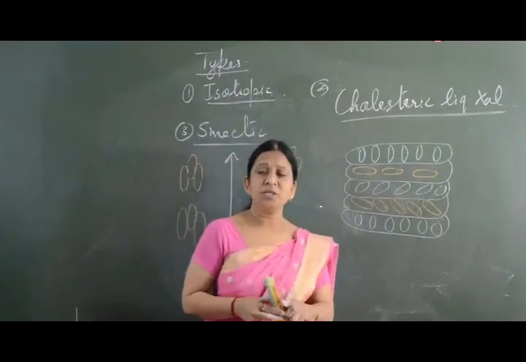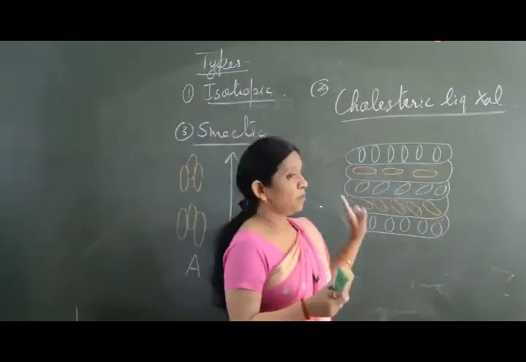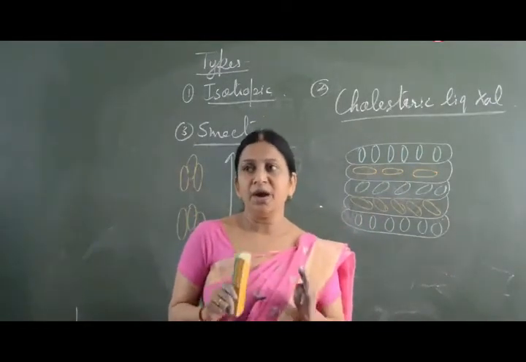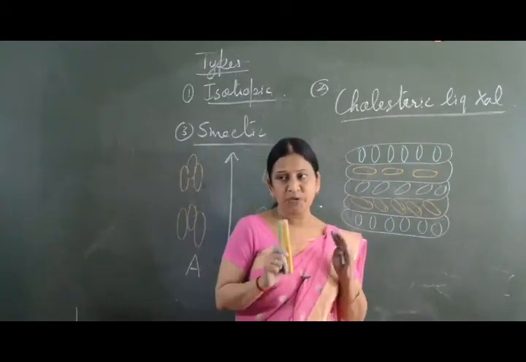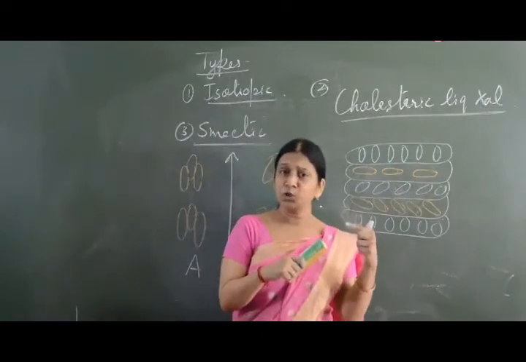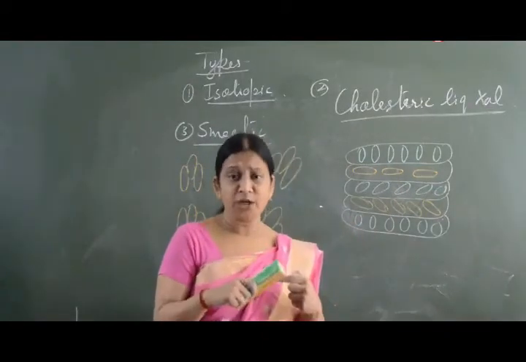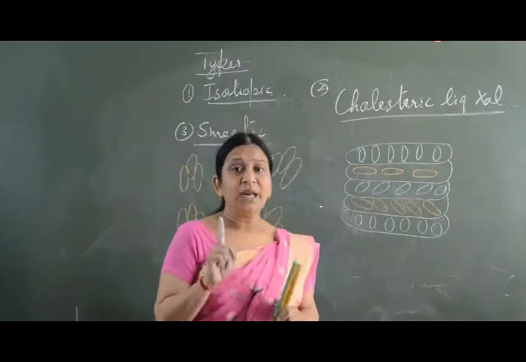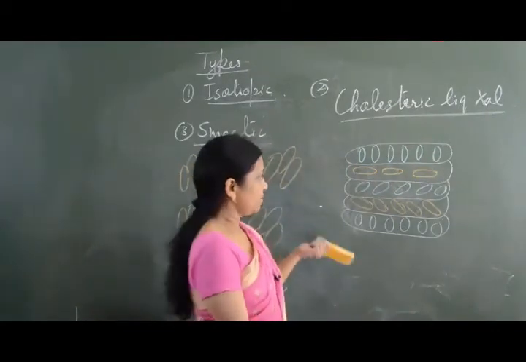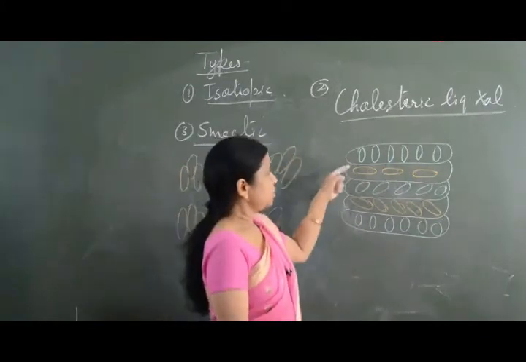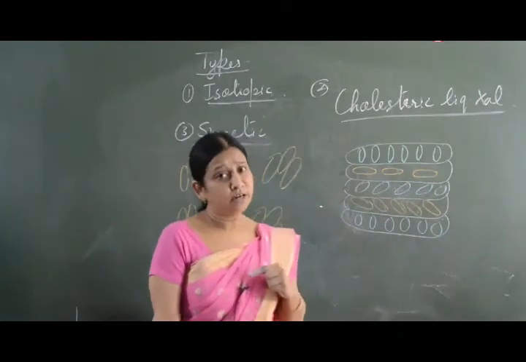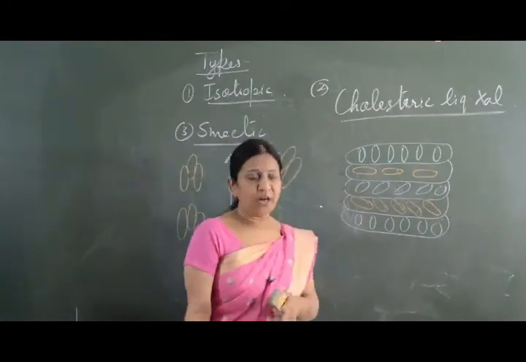So, the structure is in between smectic and nematic. Like smectic, it has a layered structure, but within the layer, the arrangement is like nematic liquid crystal. And in different layers, we have different arrangements of molecules. This shows that one layer is twisted with respect to the other layer, which is very important, and it can be seen by this structure. The arrangement of molecules in each layer is different. So, this is cholesteric liquid crystal.